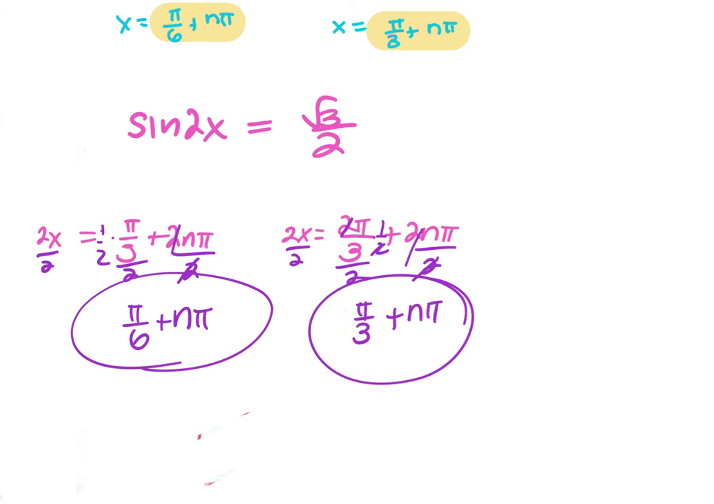So when it's a multiple angle, when you've got something attached to your x, whether it's multiplication or division, because that was the other option, you have to make sure at the end you change the interval as well as the angle.